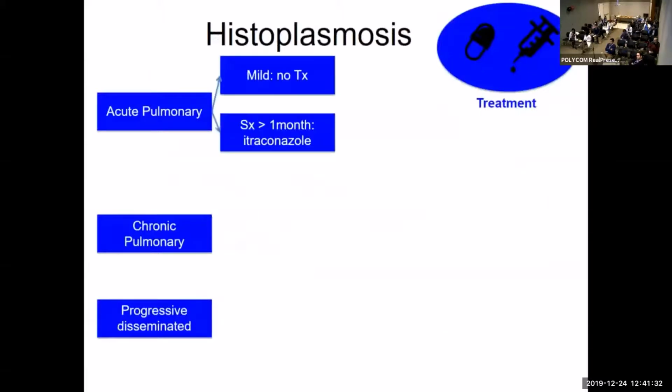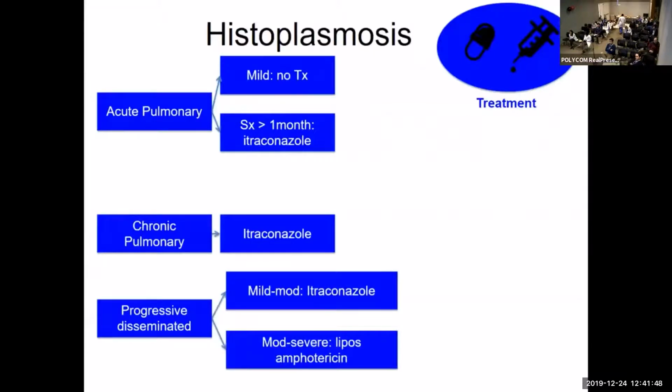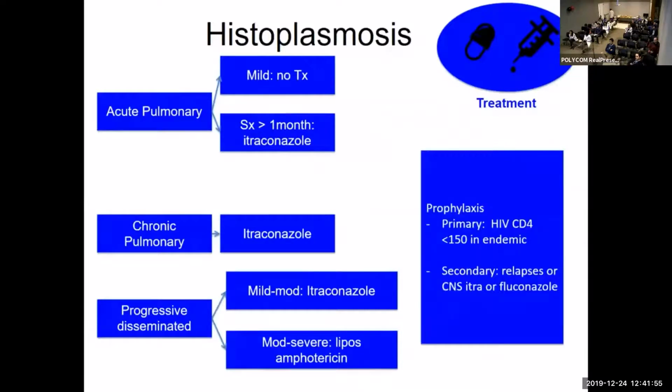So, for treatment: if acute pulmonary histoplasma is mild and the symptoms last less than 3 weeks, no treatment. If the patient has had symptoms for more than 1 month, you need to give itraconazole. Chronic pulmonary is itraconazole. Progressive disseminated, where we usually see the severe ones, is treated with amphotericin. And for prophylaxis, for those in primary care and living in endemic areas with CD4 below 150, patients should be on fluconazole.